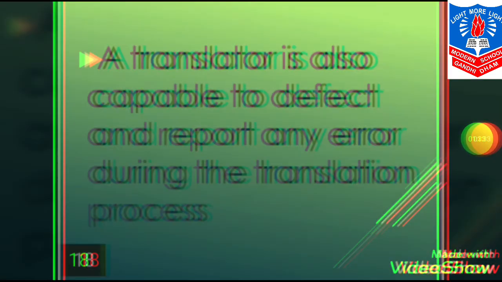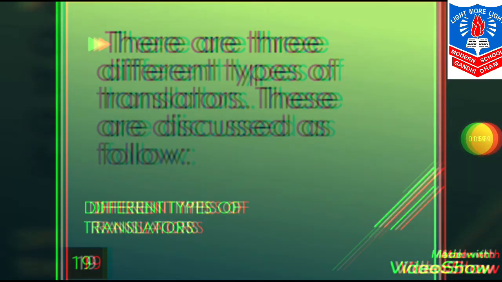A translator is capable of detecting and reporting any error during the translation process. It finds the error in your translation process, and at exactly that time it shows a sign, or gives you a highlight that a defect has been found here, or the error is here. Now let us see the different types of translator.